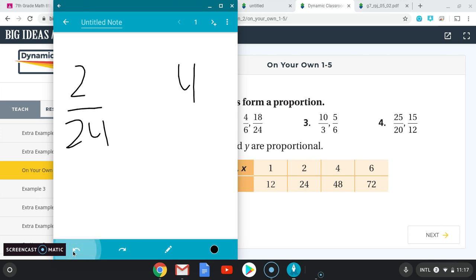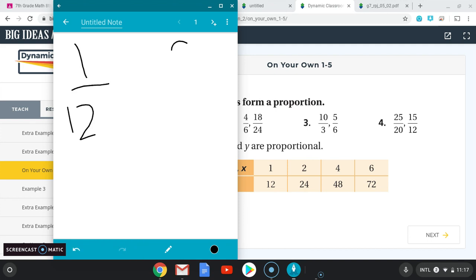So then we'll compare the last one. And really, now that we know that these first three ratios are proportional, we could compare 4 over 48 with 6 over 72. But because we know these three are proportional, we could compare this last ratio with any of those first three. So I'm going to use the first one.